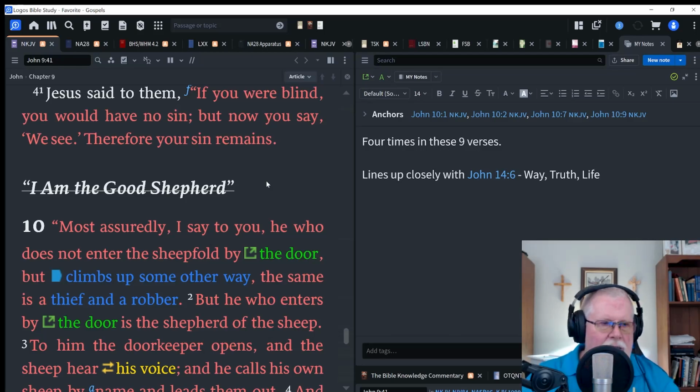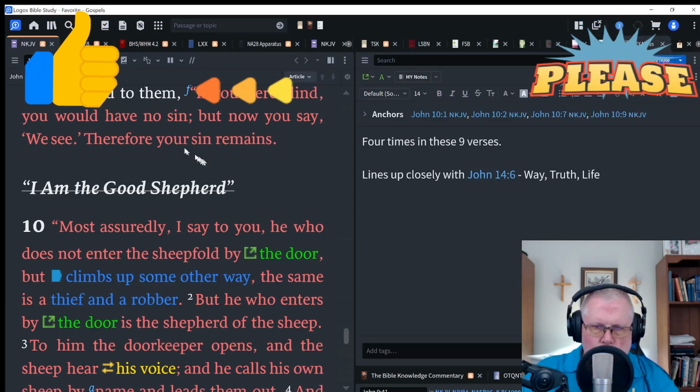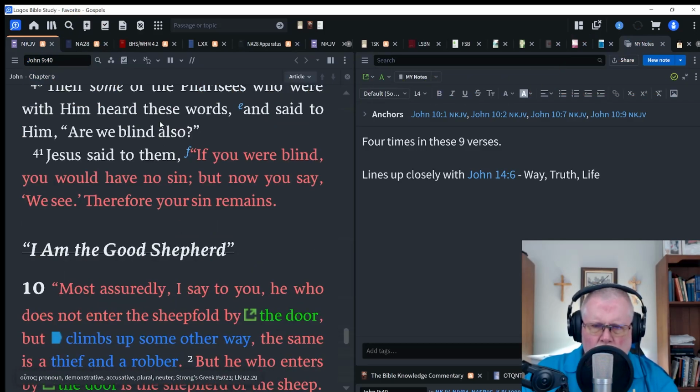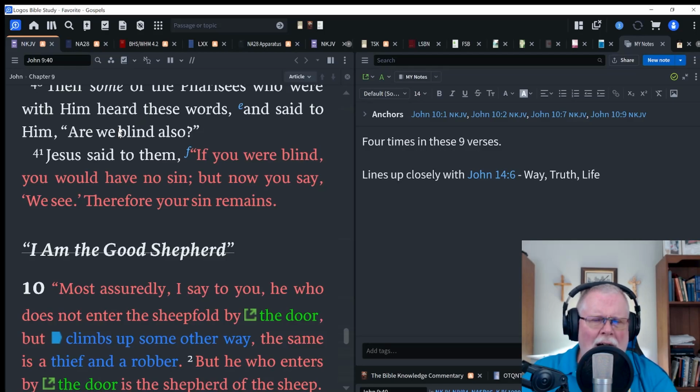Here, he's talking to the Jews who had been arguing with him, first of all, going all the way back to chapter 5, and we're at chapter 9, chapter 10. They had been arguing with him about his identity, who he was, who he claimed to be. That's important because he's getting ready to paint a really vivid picture of exactly who he is.